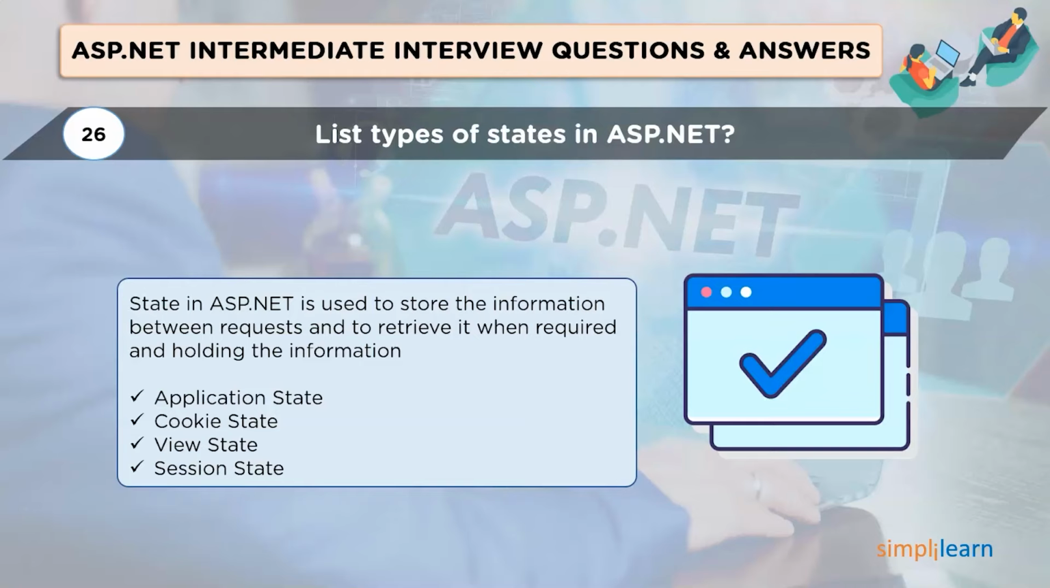Application state. In this state, all collections of web pages and files in a single directory on a web server. Cookie state. It stores the information on the client machine. View state states the state of web pages and its control. Session state. This state is used to store the application data.